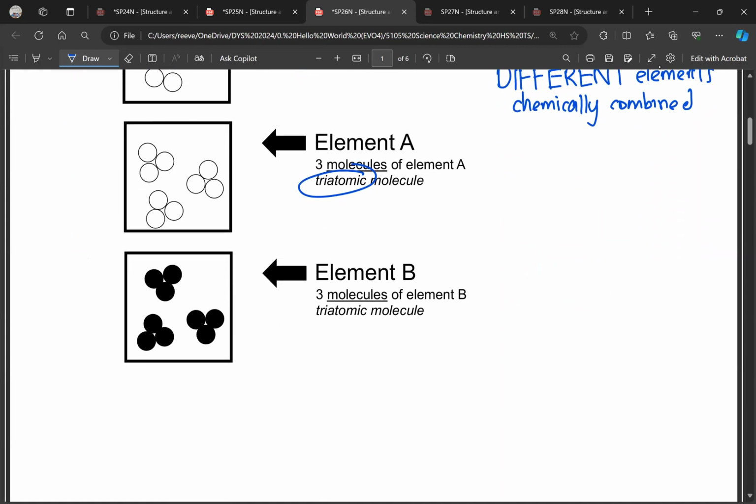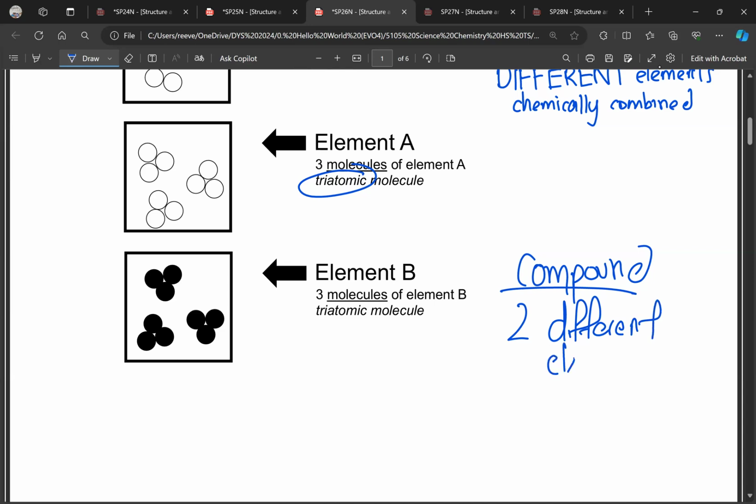Now I have a different element, all represented by a black circle, but it's still an element. It's not a compound because a compound needs 2 different elements. So in this box, you only see 1 type of circle, called a black circle. You don't see any other type of circle. So you cannot call it a compound. Any question? So very simple.